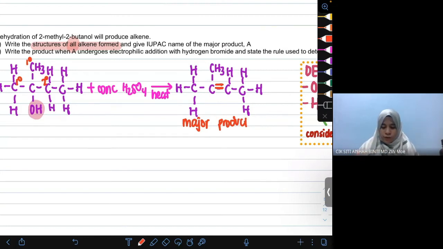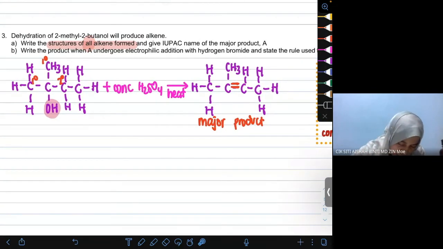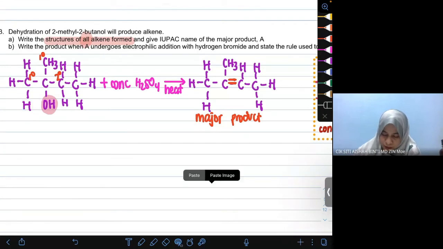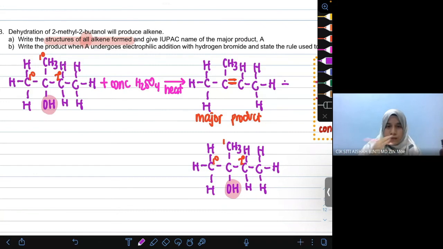Okay, but since they ask you to write the structures of all, we are also going to remove another hydrogen. Sebenarnya sebabkan dekat sini this one and this one will be the same. Once you name the structure itself, it will be the same alkene. So sebab itulah, here I'm going to show when I remove one of the hydrogen here. Okay, so dekat sini kita form lagi satu produk. Maknanya kalau kamu buat equation in one line je lah.